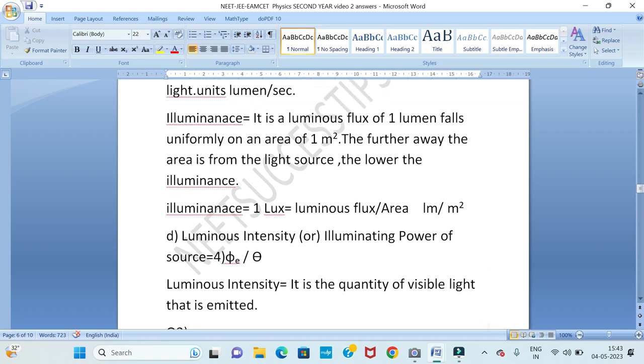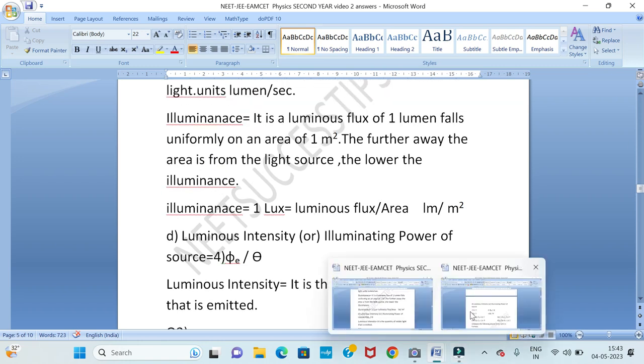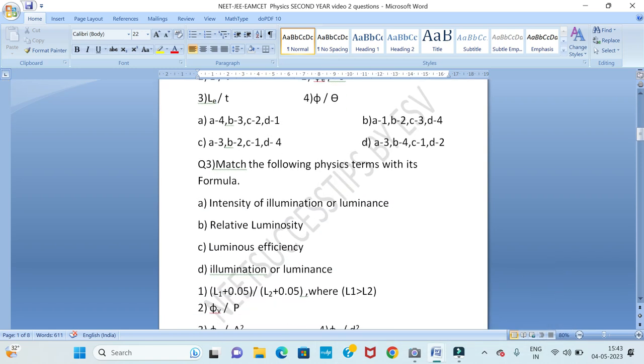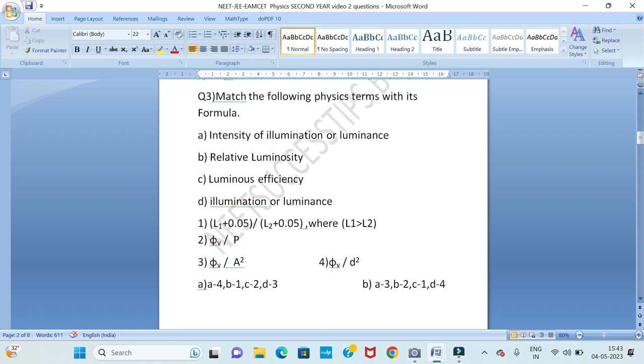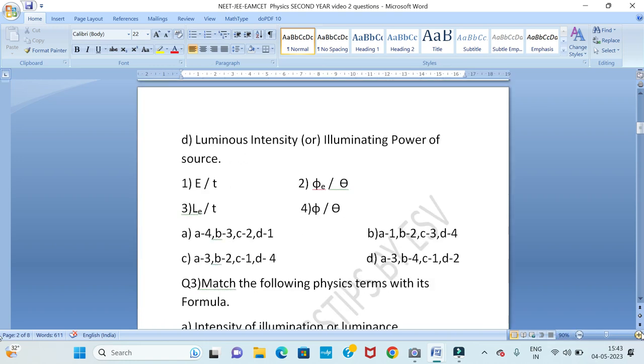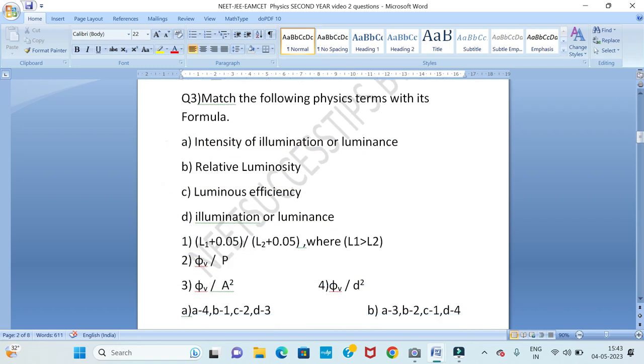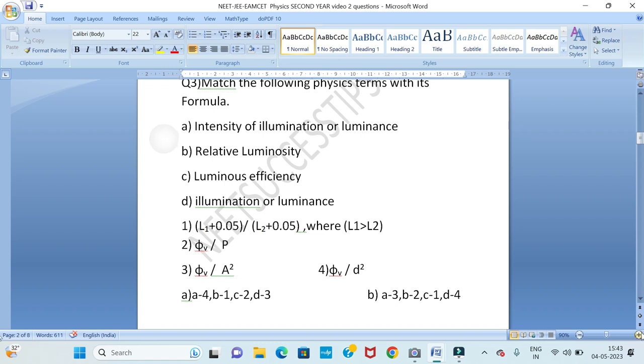Okay, this is about the second question. Now we will move to the third question. Match the physical terms with its formula.